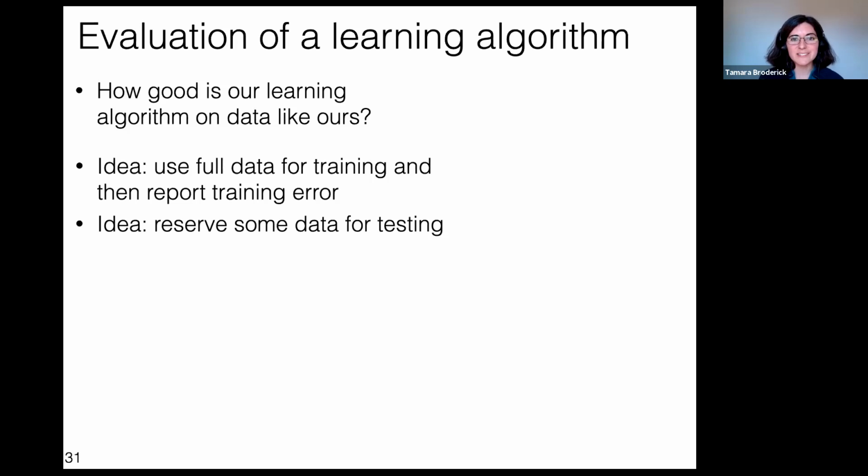Okay, so we know that this is a bad idea. We know that we should not use the full data for training and then report the training error. We could have exactly the issue that we just saw on the previous slide, that was zero training error, great, but not so great really.